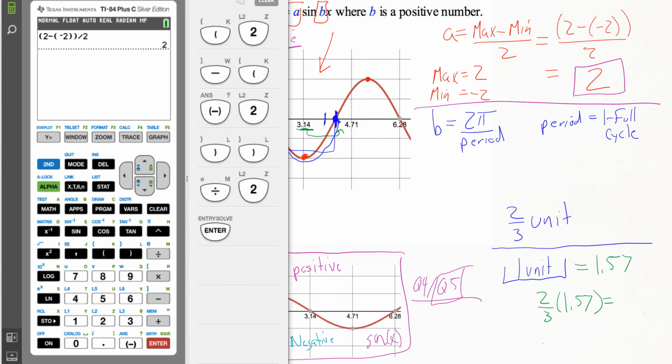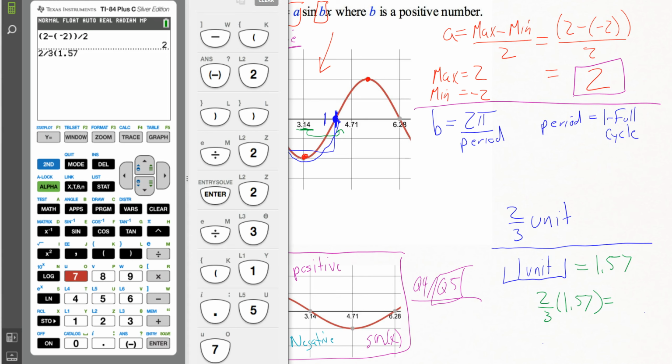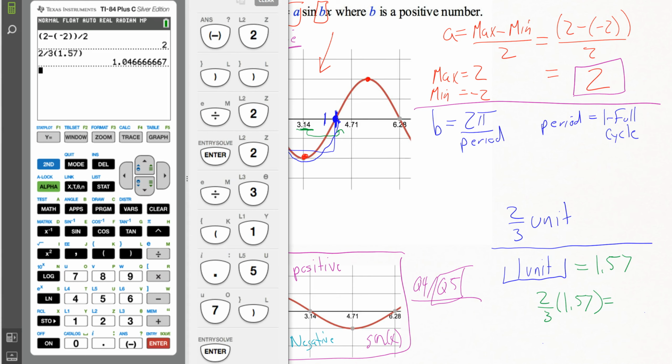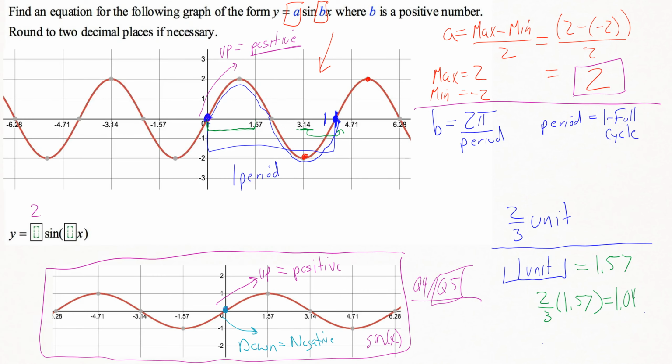I'm going to use my calculator to calculate that. I do 2 divided by 3 times 1.57, hit enter, and that tells me my 2/3 unit is 1.04666666. That's what that little extra distance past 3.14 is. So I want to take my 3.14 and add to it this 2/3 of a unit to get myself out to this point.